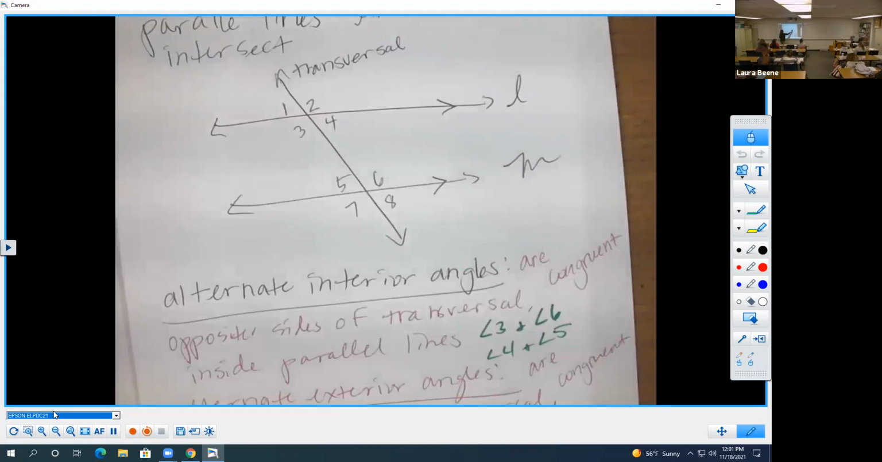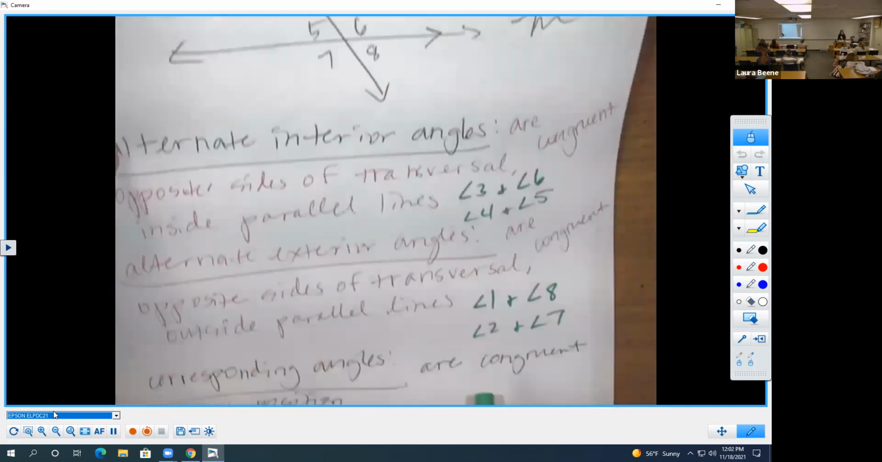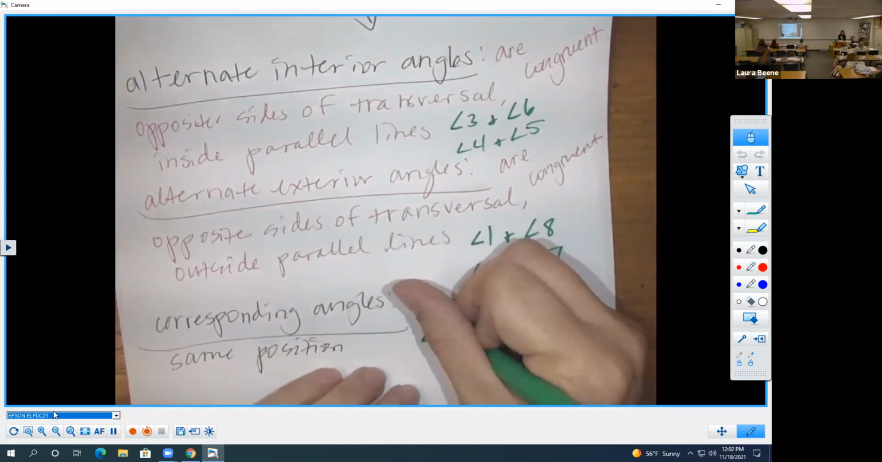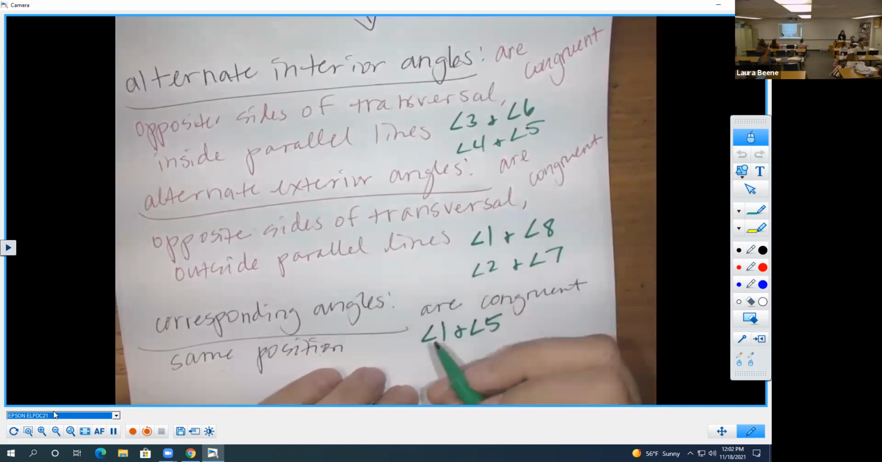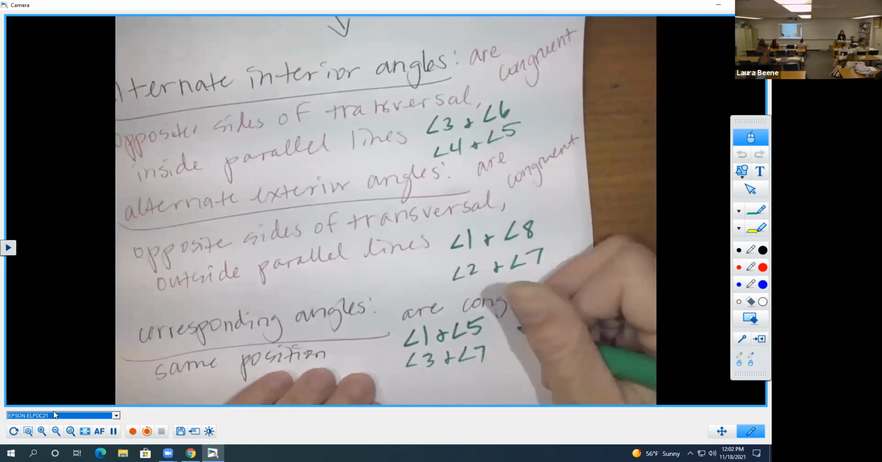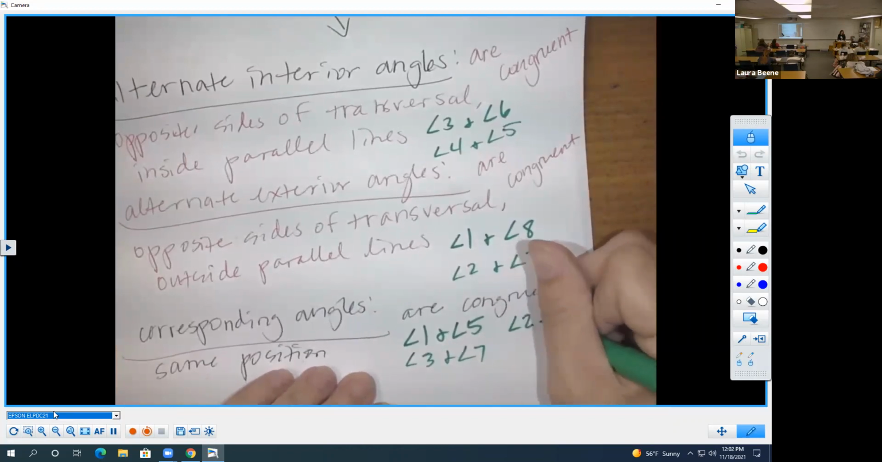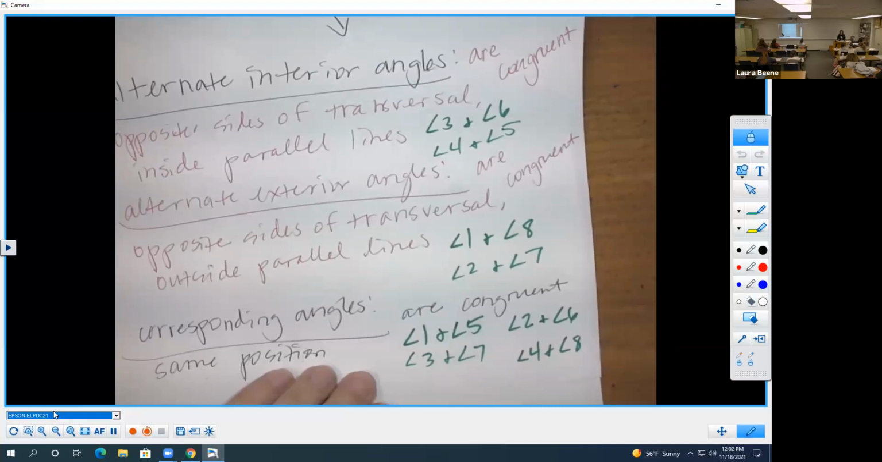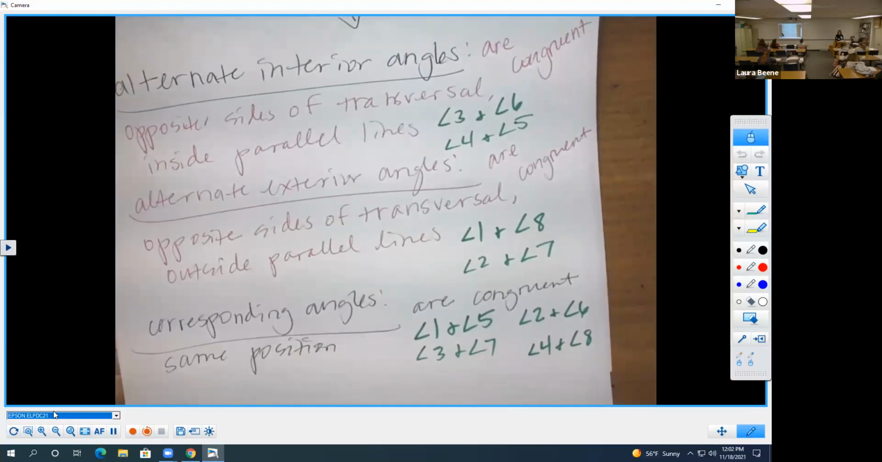Okay, so that's the reason why I'm not putting it all in this picture. It's way too much if you put it on one picture. Okay, so 1 and 5 is a corresponding pair. We said 3 and 7, we said 2 and 6 and 4 and 8. Questions about that?